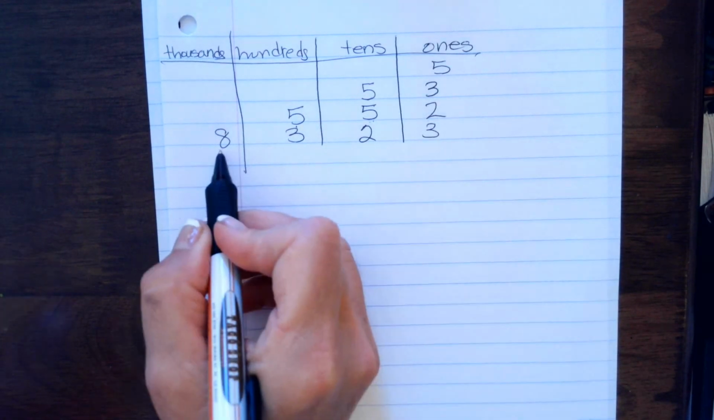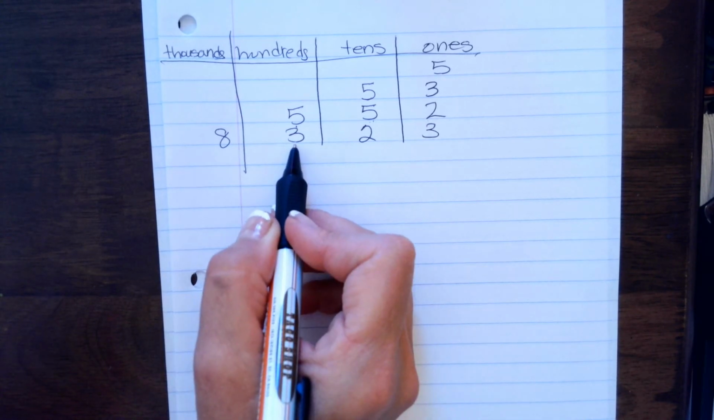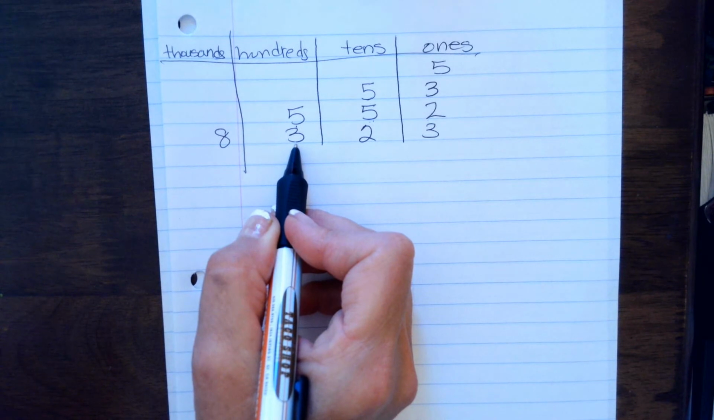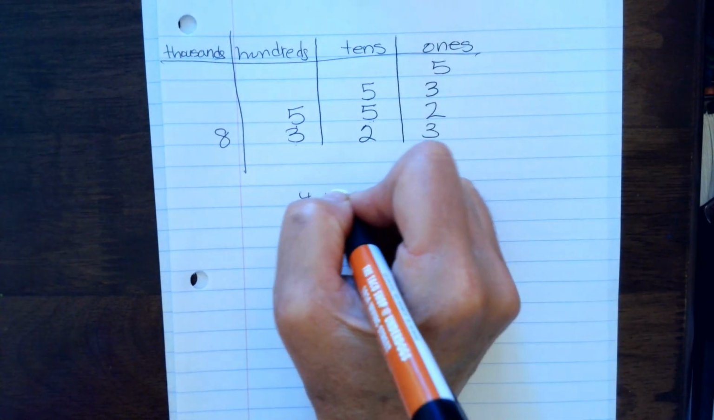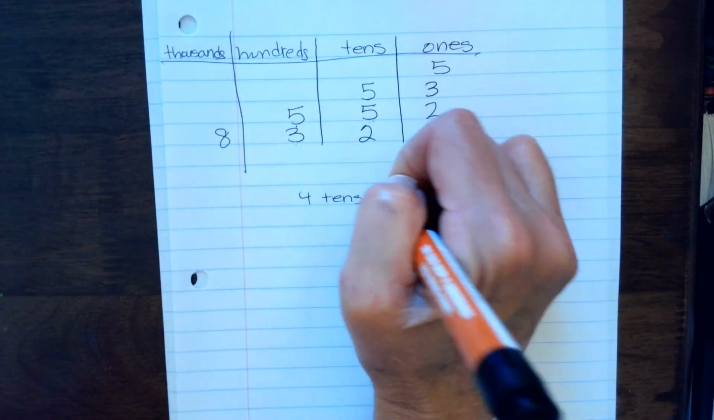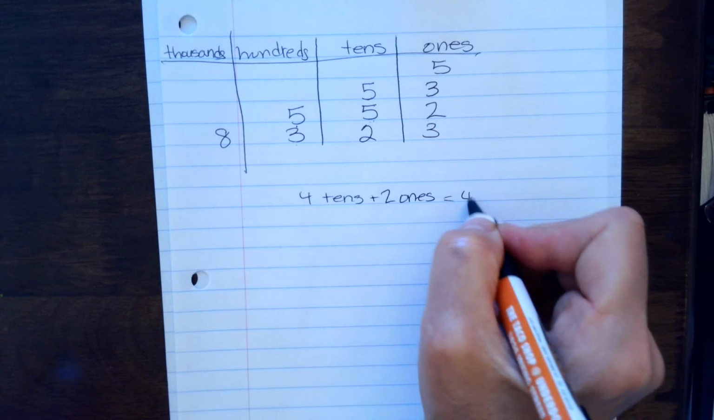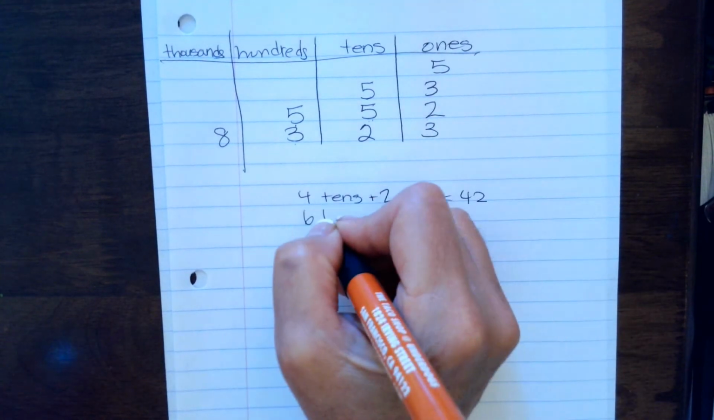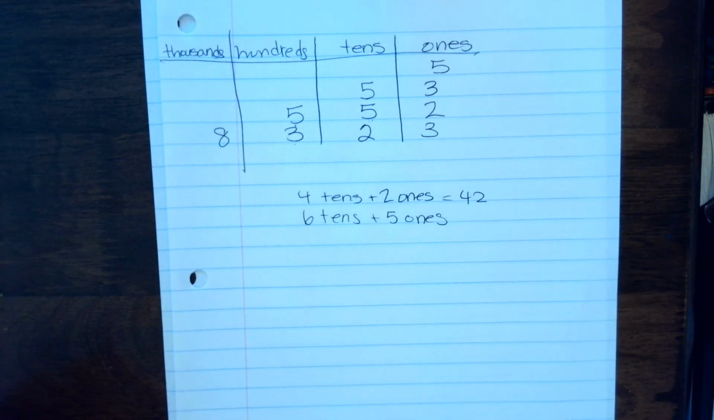This one is an 8, but it's in the thousands spot, so it's actually worth 8,000. This is 8,323. That's right. So if I said, hey Stella, I have 4 tens, what is that worth? 4 tens equals 40. And I have 2 ones, what is that worth? 42. So what would that number be? 42. You got it. 6 tens and 5 ones, what would that number be? 6 tens and 5 ones would equal 65.